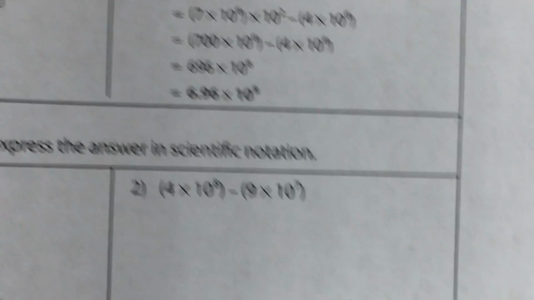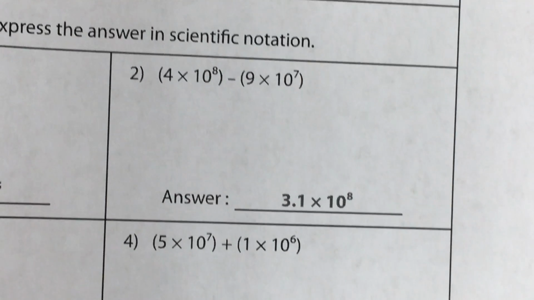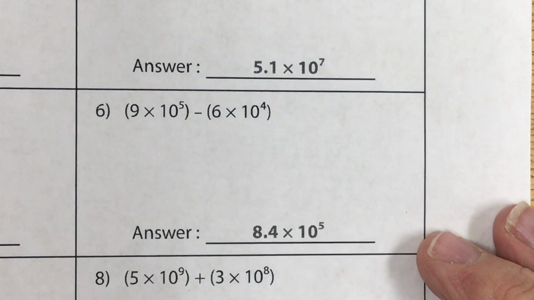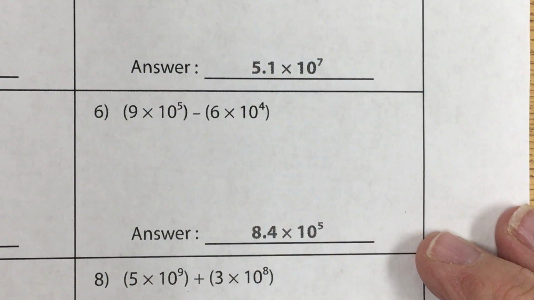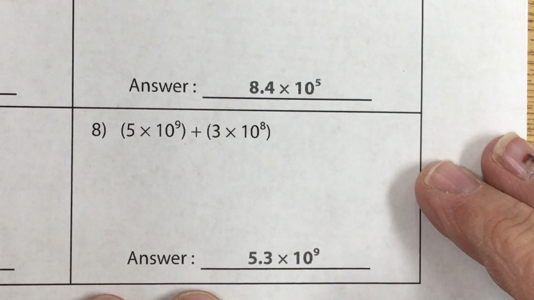And the answers for 2 through 8 are these. Number 2, you should have gotten 3.1 times 10 to the 8th. 4, you should have gotten 5.1 times 10 to the 7th. Number 6, 8.4 times 10 to the 5th. And 8, 5.3 times 10 to the 9th. Okay.